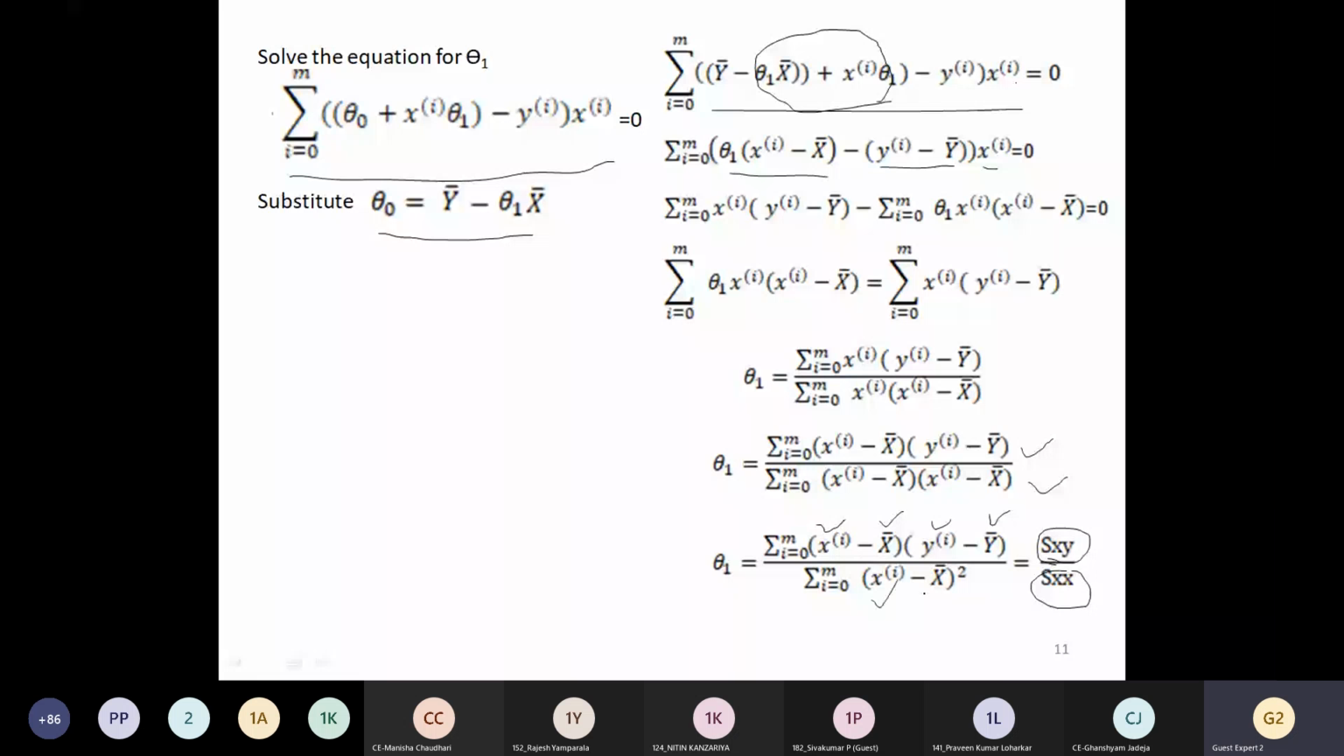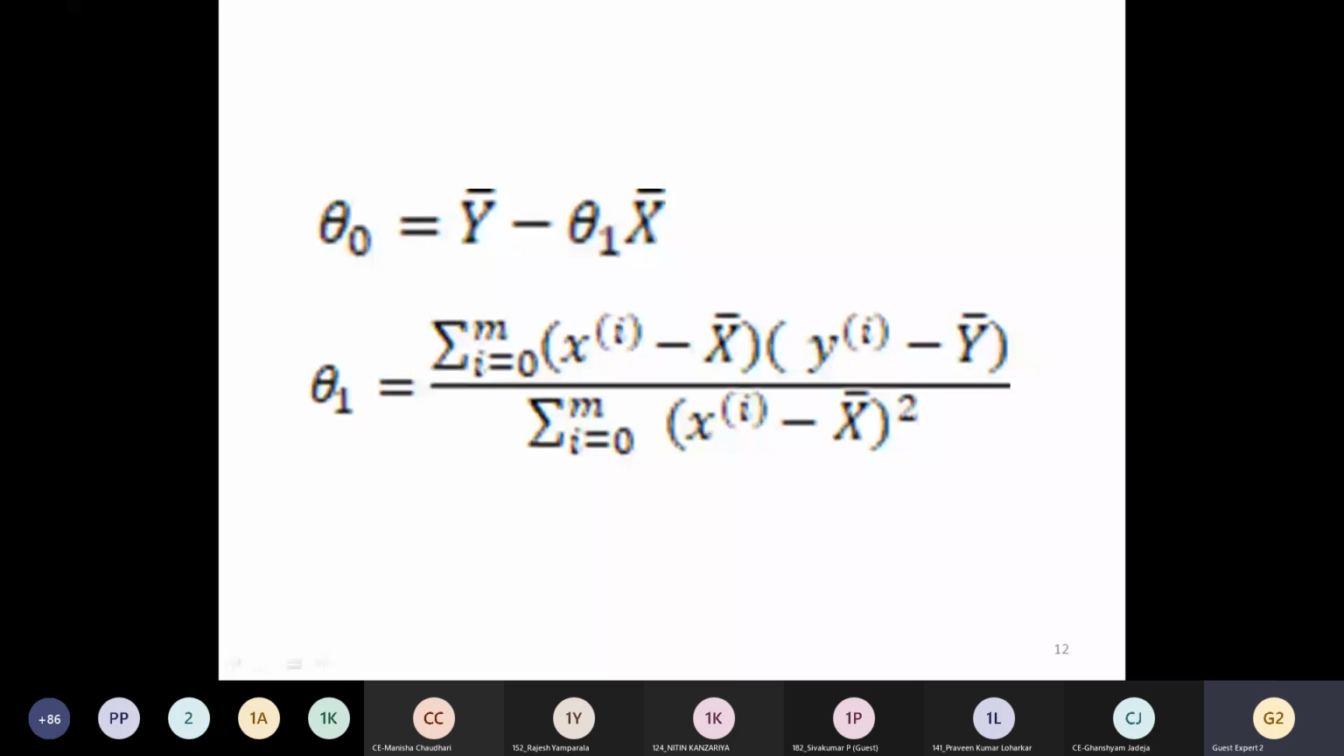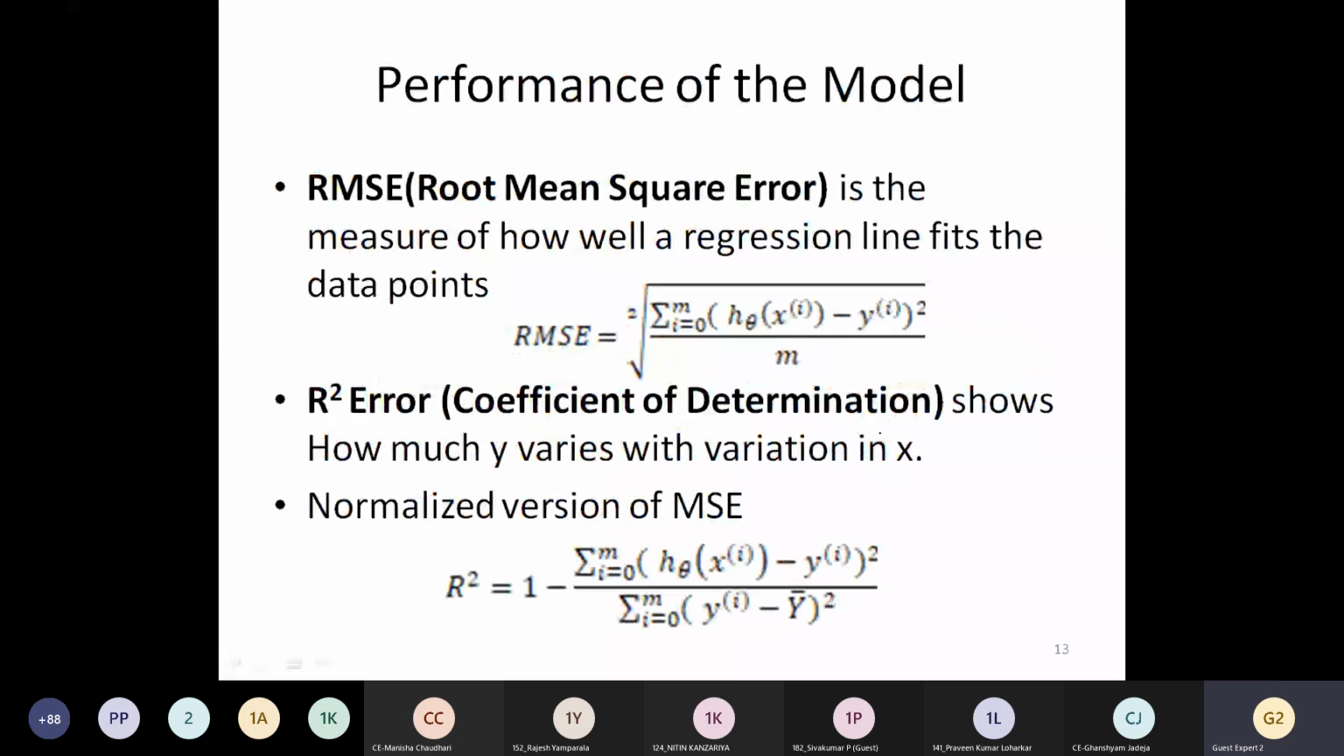So all values are known to us. From the training set, we can find out theta 1, and after finding theta 1, we can find out the theta 0 equation. So these are the equations of theta 0 and theta 1 in the least square estimator method. If you are using the least square estimator method in a simple linear regression model, then the equations for theta 0 and theta 1 are these. So this is what a least square estimator is.